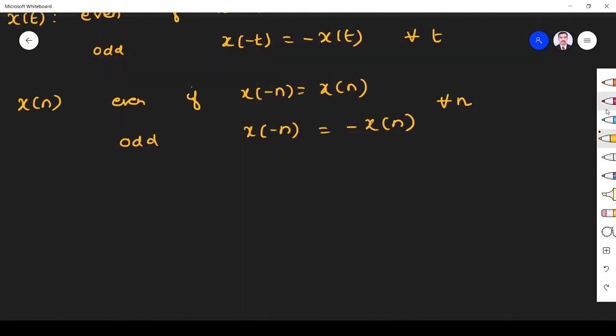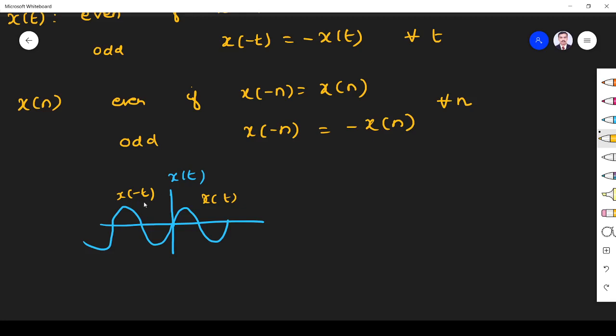Let us take one example: the sine wave. Right? Here you see this is x of t. This side is x of plus t, where t is a positive value. On the next side, the left hand side, this is x of minus t, where t is negative.